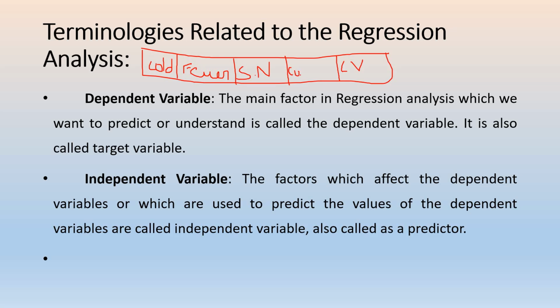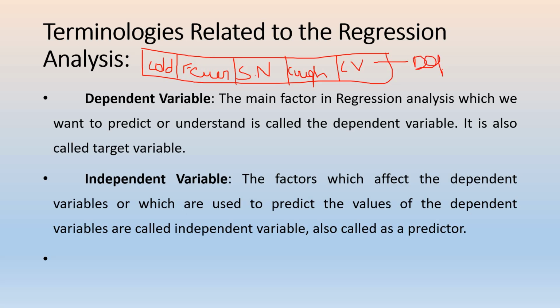These are all the symptoms that affect the COVID variable. So here the main factor in regression analysis which we want to predict or understand is called the dependent variable. Here what is the dependent variable? Your COVID is the dependent variable.